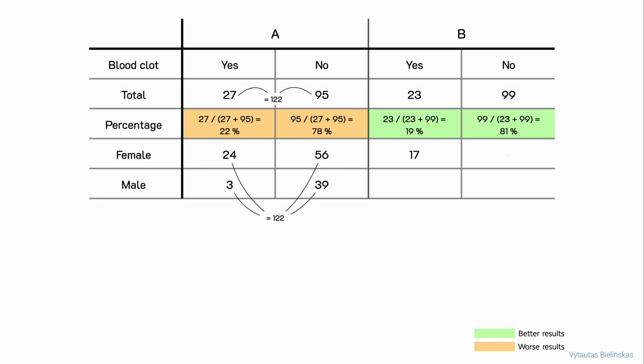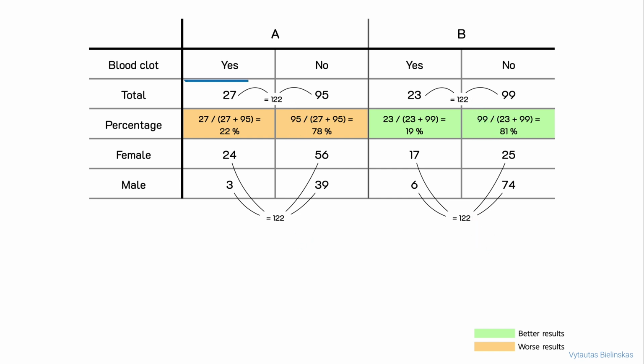17 females got a blood clot and 25 didn't get one who used drug B. Checking the volume, 17 females plus 6 males equal 23 in total who got a blood clot. And 25 females plus 74 males equal 99 in total who didn't get a blood clot and used drug B. And last checking by gender and total. The sum of patients by total and by gender must be the same, and it's equal to 122 again. For drug A and for drug B, the number of patients is the same.